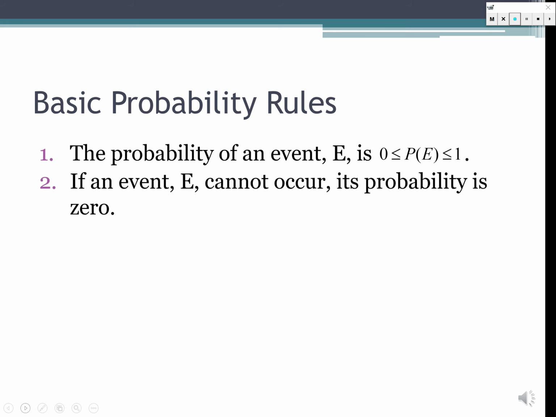So, a probability of 0 means it's not happening. There's no way it's going to happen.